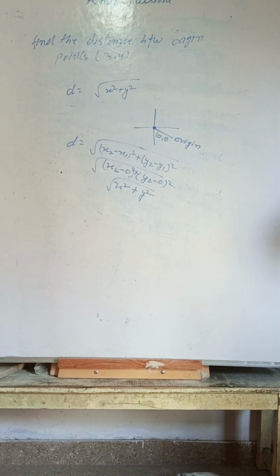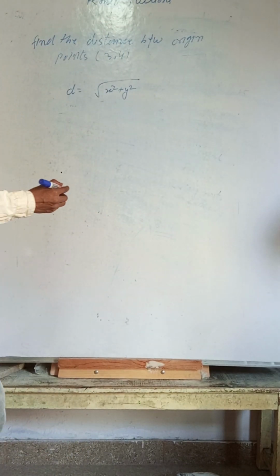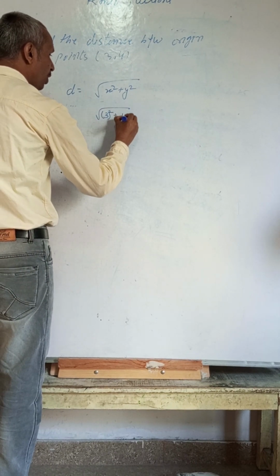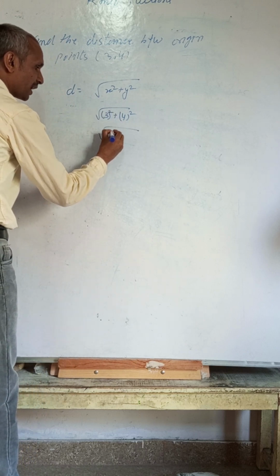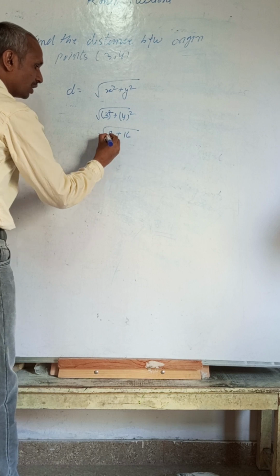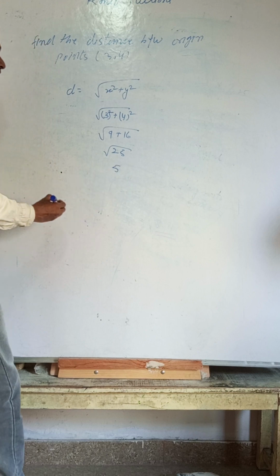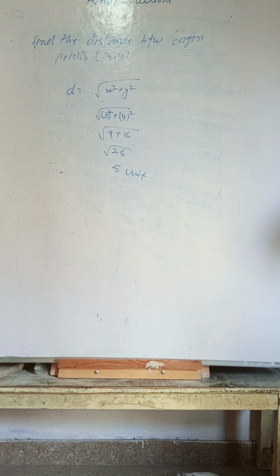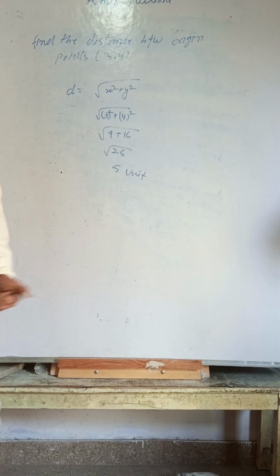So what is the distance from the origin? Root of x square plus y square. Here the x value given is 3, so root of 3 square plus 4 square. 3 square is 9, plus 4 square is 16. 9 plus 16 is 25. The root of 25 is 5. So the distance between the origin and the given point is 5 units. You should write the unit also, because it is in a graph.